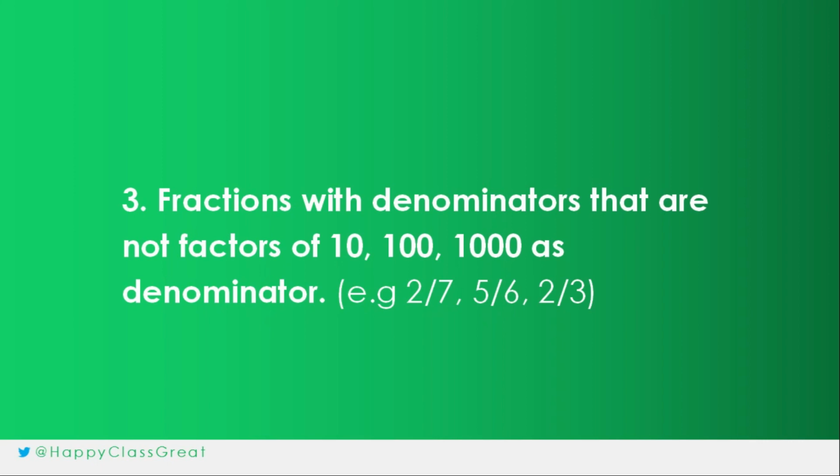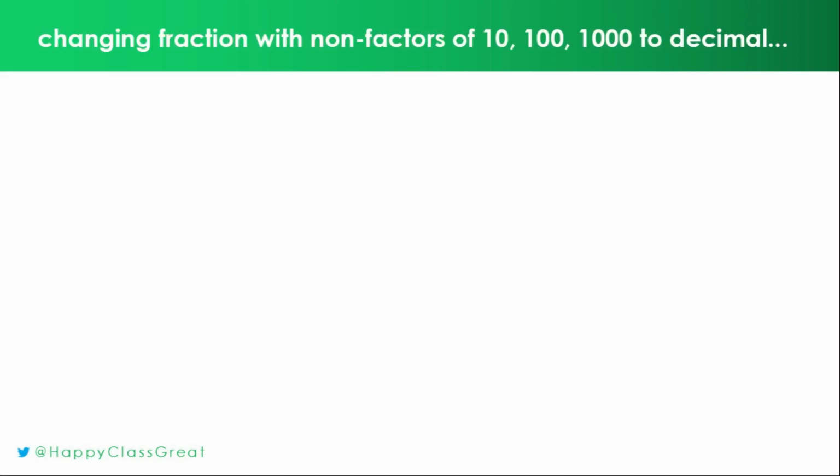You understand? The example is 2 over 7. Like you see 7 now, there's no number you can multiply with 7 that will give you 10 or 100 or 1000. If that number is a decimal, that doesn't work here. So we are talking about whole numbers. There's no whole number you can multiply with 7 that will give you 10, 100 or 1000. The same thing goes for 6 and 2.